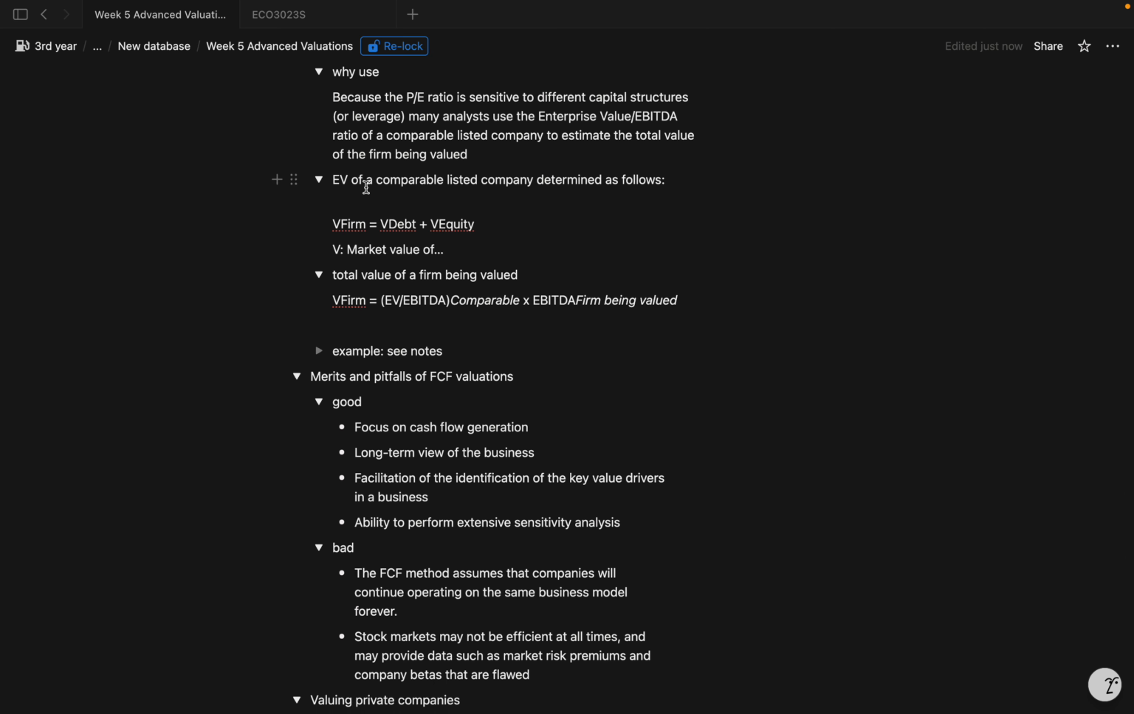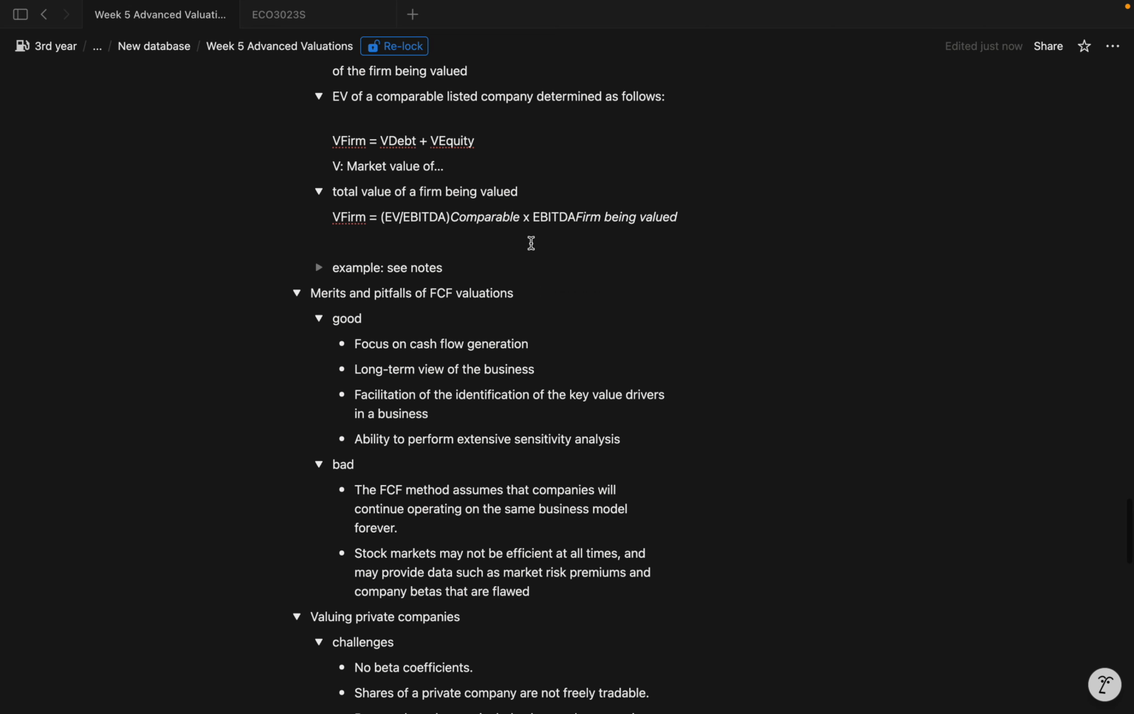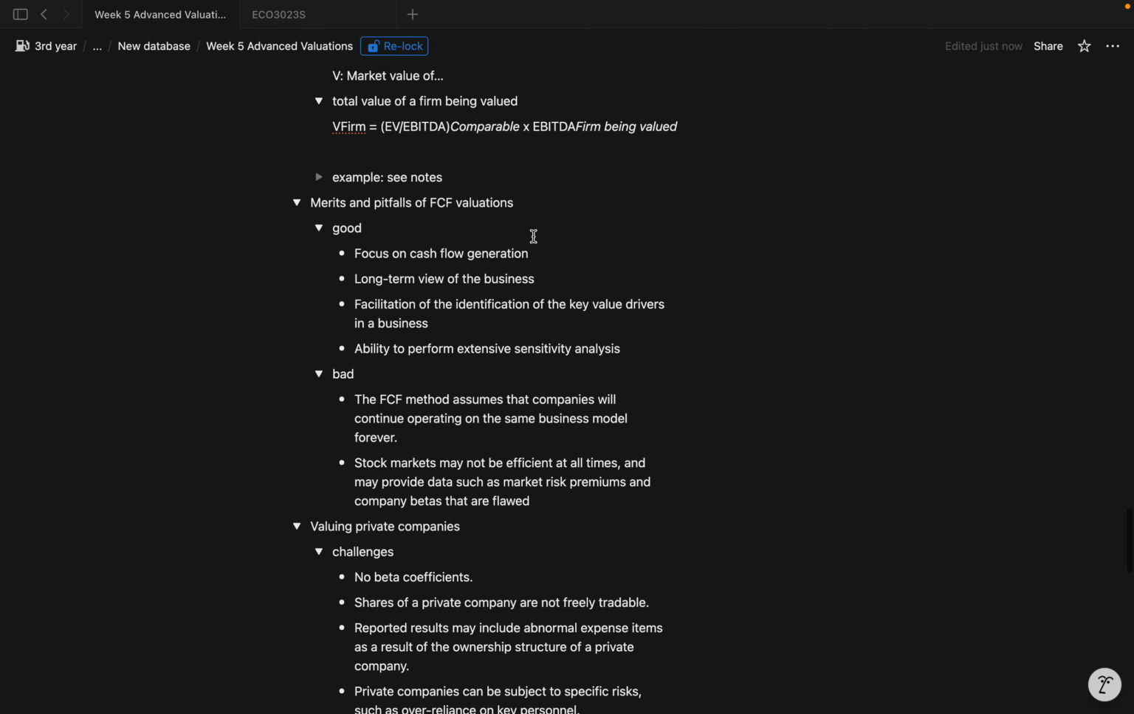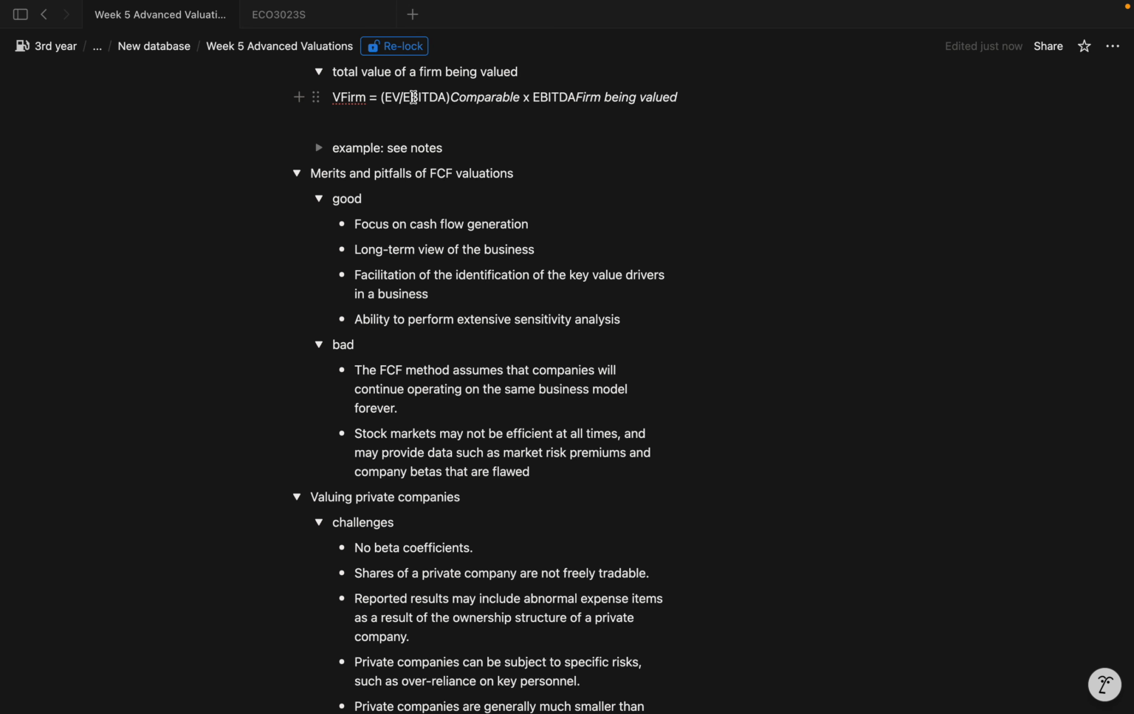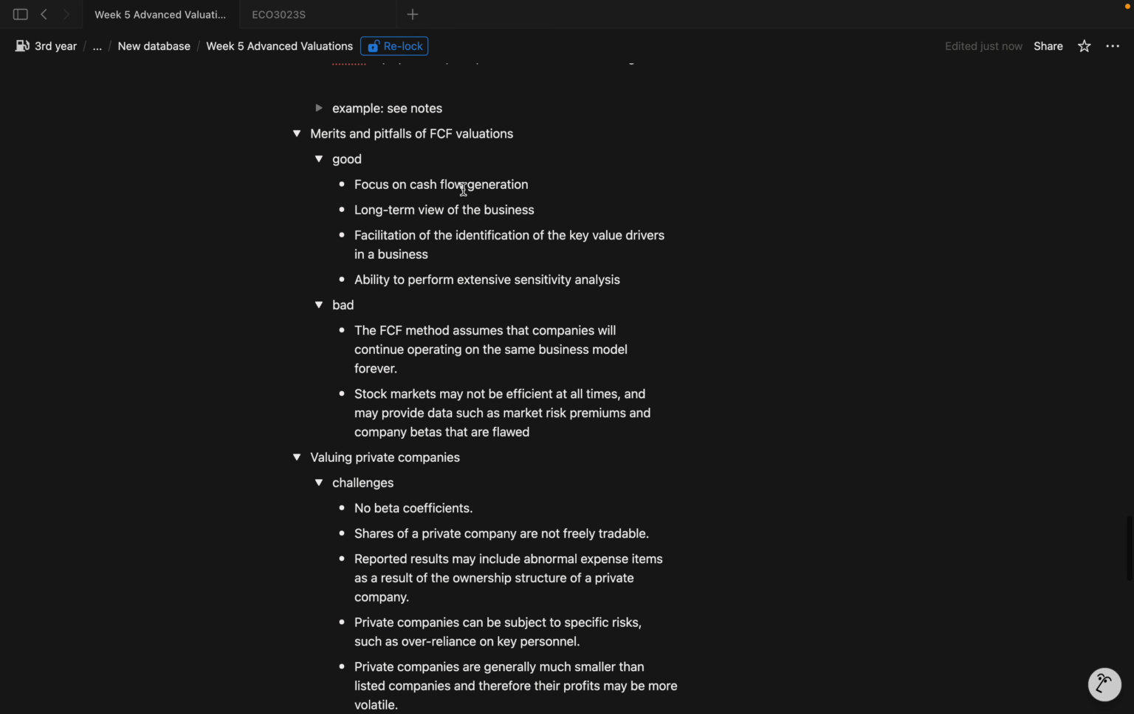And so the formula here: the EV of a comparable listed company is the value of the firm, which is the value of its debt plus the value of its equity. And when we say V, we mean the market value, not the book value. And so the total value is just going to be EV over EBITDA of a comparable firm times the EBITDA of the firm being valued.